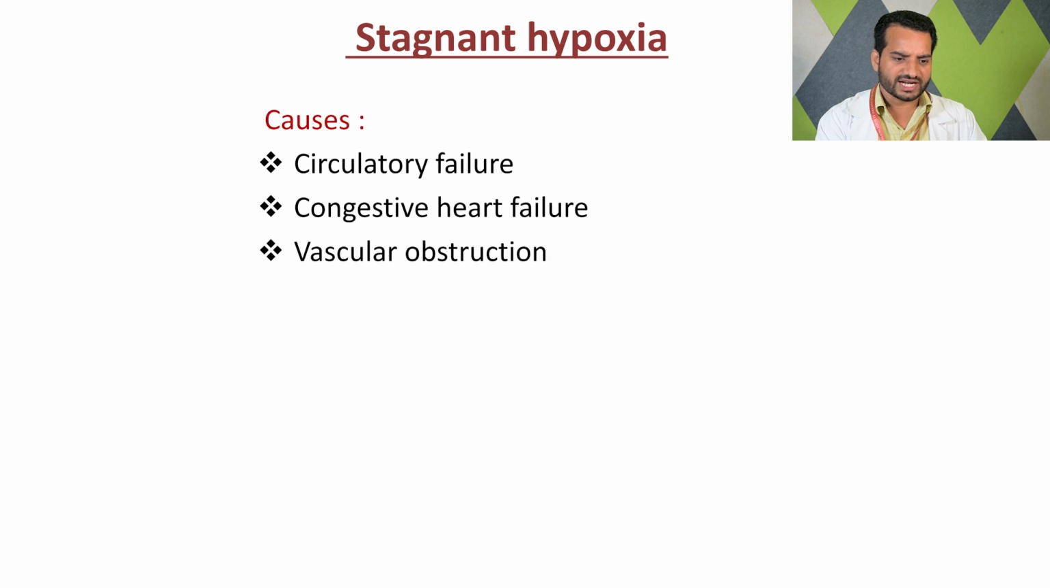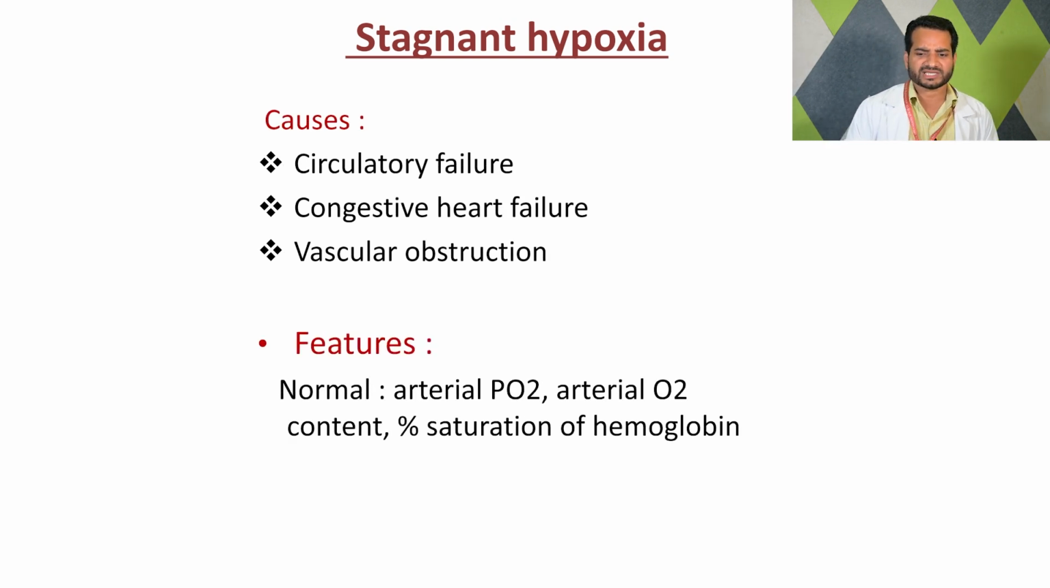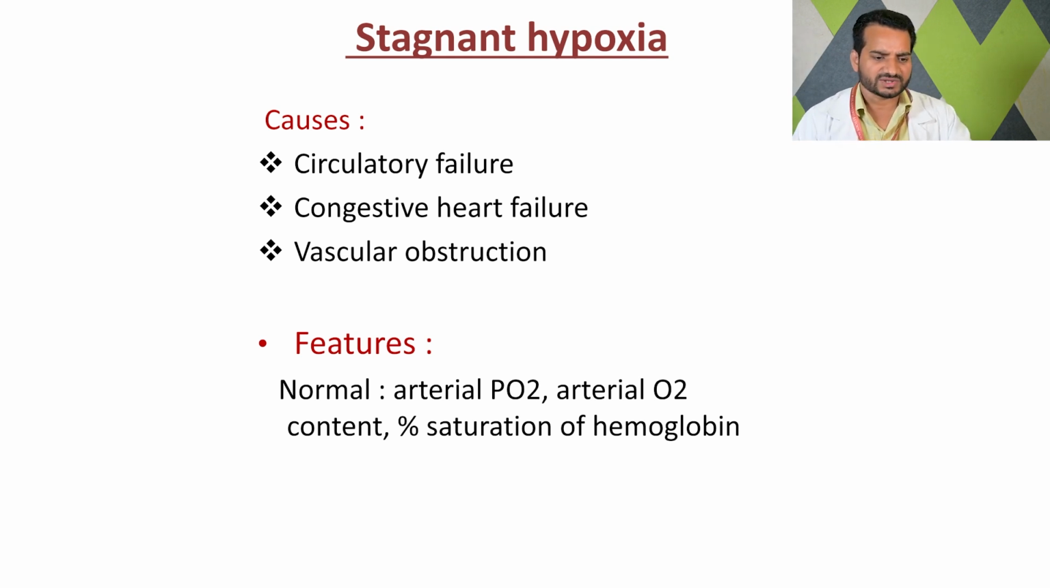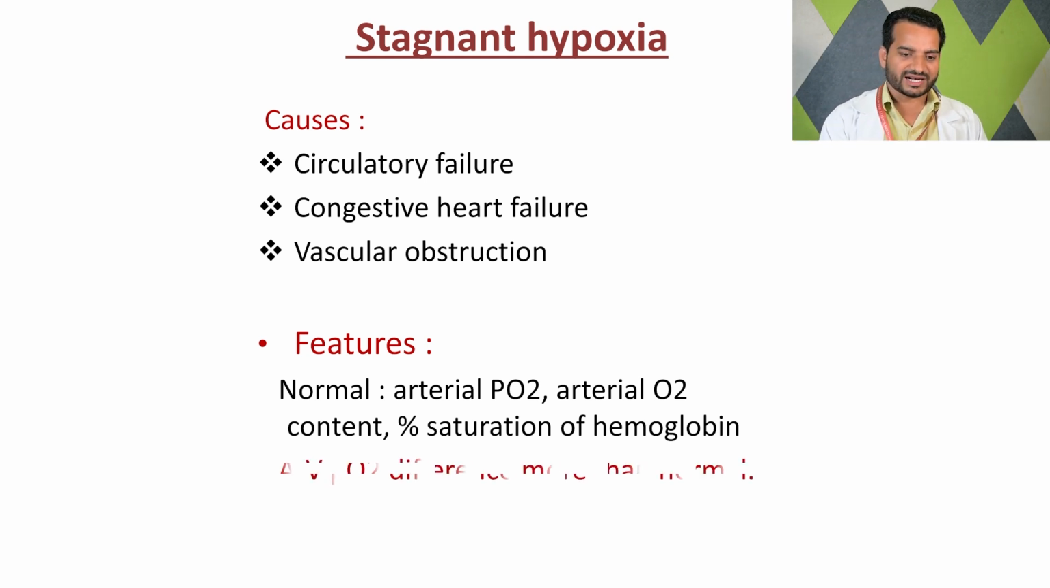Now coming to stagnant hypoxia. Stagnant hypoxia happens because of ischemia to the tissue, and it is because of circulatory failure. When the heart is not able to pump blood adequately, or if there is blockage in the arterial system, that causes circulatory failure. Then congestive heart failure and vascular obstructions. Features are arterial PO2 is normal, arterial oxygen content is normal, percentage saturation of hemoglobin with oxygen is normal, but here transportation of oxygen doesn't happen, and that leads to hypoxia.